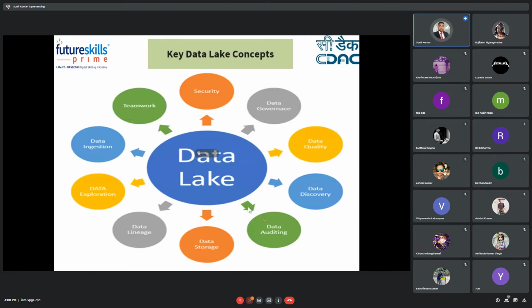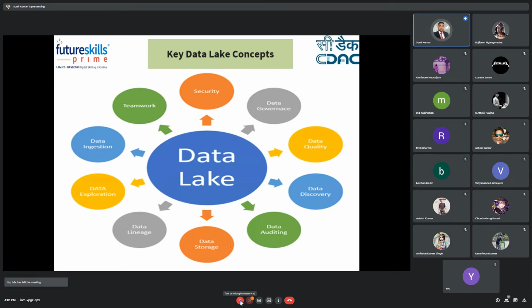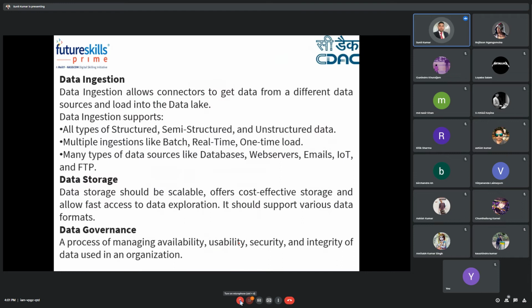Okay. Key data lake concepts. There are some concepts that a data lake uses. First one is data storage. That means a data lake has its own data storage that will be useful in real time. Like that, data ingestion. Data ingestion means when data is coming from various sources, whether it's structured, semi-structured, or unstructured data, it will support it and store it in its real form. It will also support real-time data, batch data, and one-time load data.